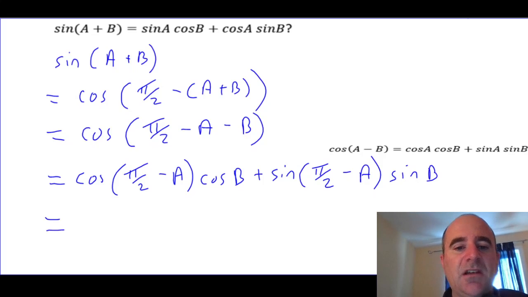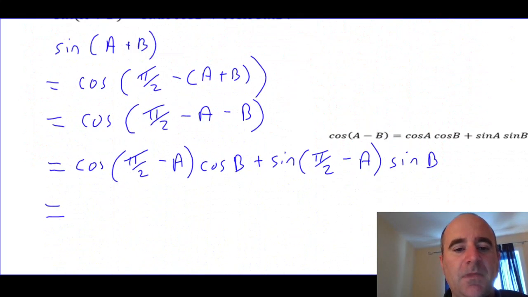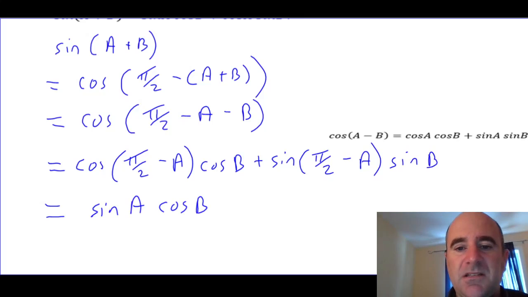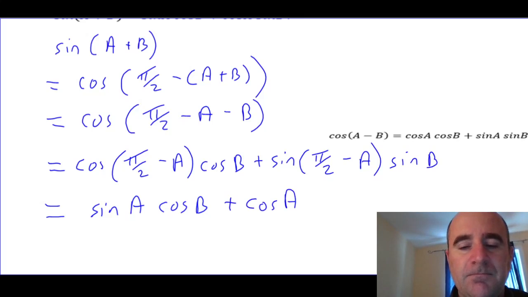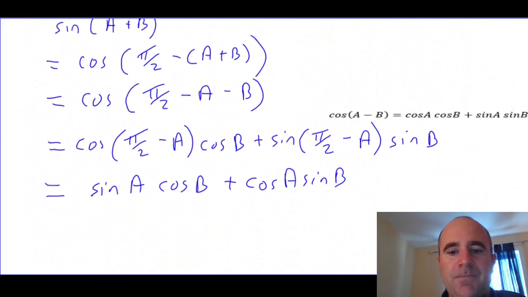Now notice that those identities that I just showed you up above, I can use them again here. The cosine of pi over 2 minus A is actually equal to the sine of A from this identity right here. So this is the sine of A cosine of B, and again, the sine of pi over 2 minus A is the same as the cosine of A. And there we go. There it is. We've proven the identity that we wanted to prove right here.